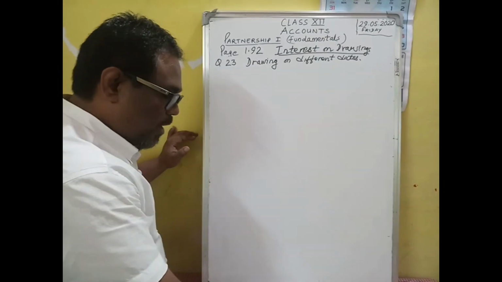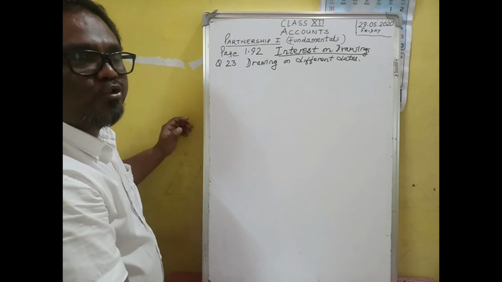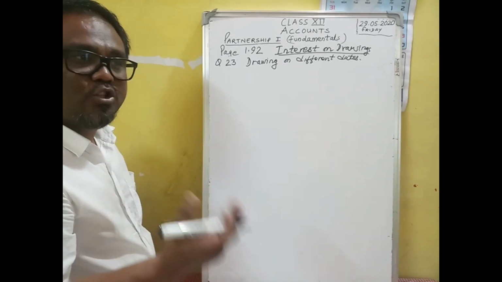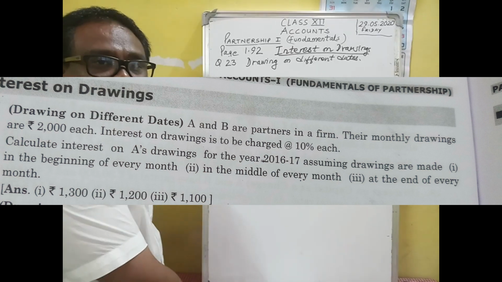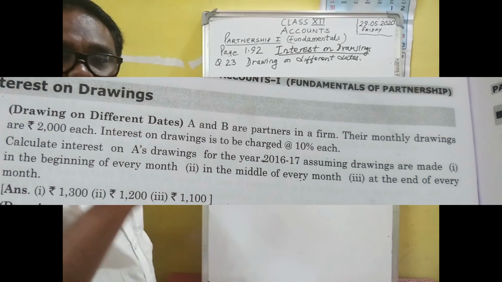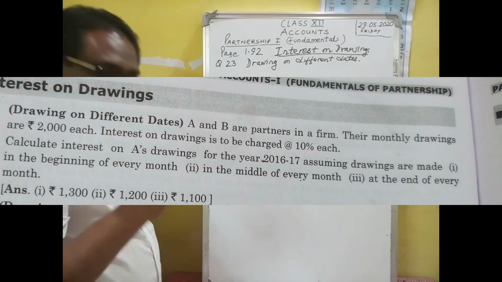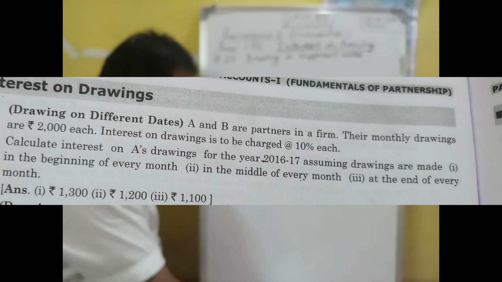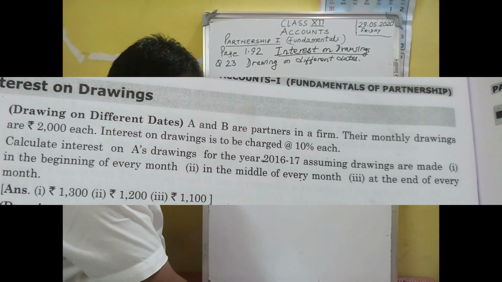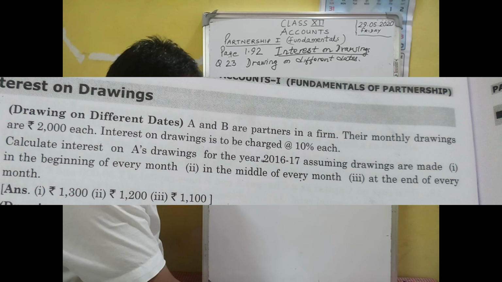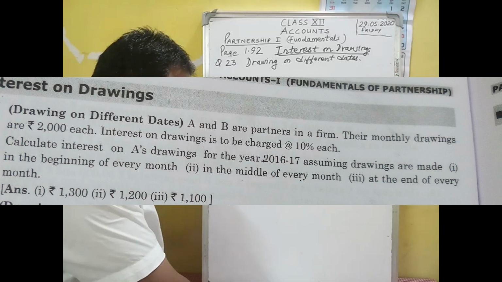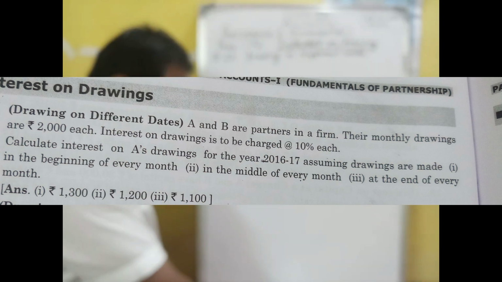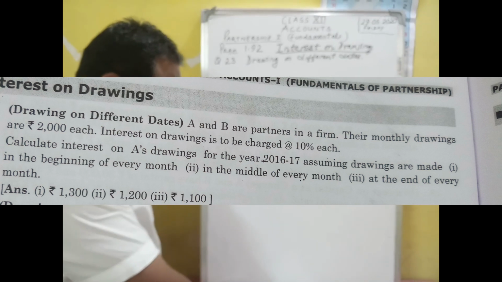They are withdrawing monthly. A withdraws 2,000 every month and B also withdraws 2,000 every month. So their monthly drawing is 2,000 each. Interest on drawing is 10% every year. So we have to calculate the interest on drawing in the different situations given here.